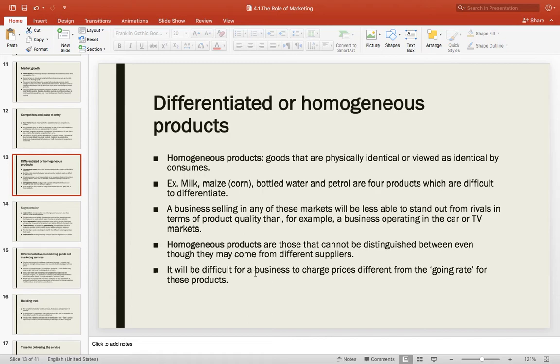Differentiated is actually the opposite. Differentiated products are actually the opposite of homogeneous products. Differentiated products are products that have, let's say the example of Apple and Samsung. Some people would claim that Apple has better cameras than Samsung and so on. They have something different from the other brand.